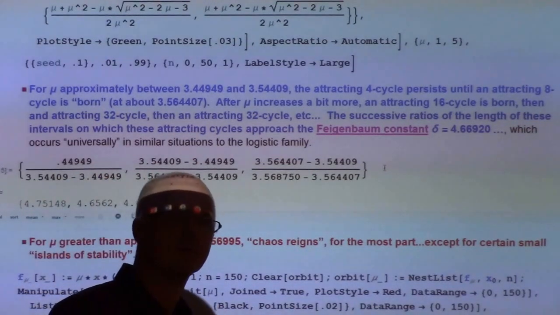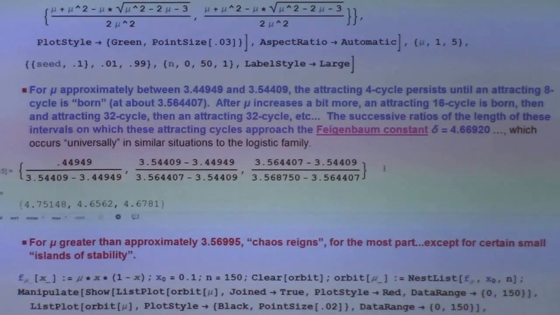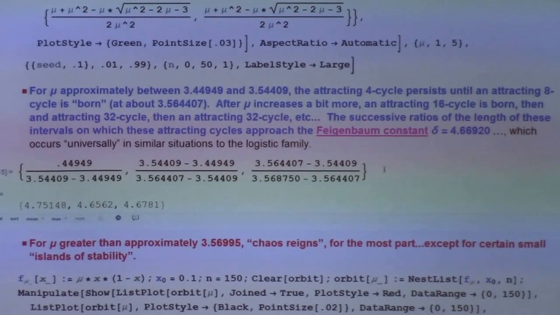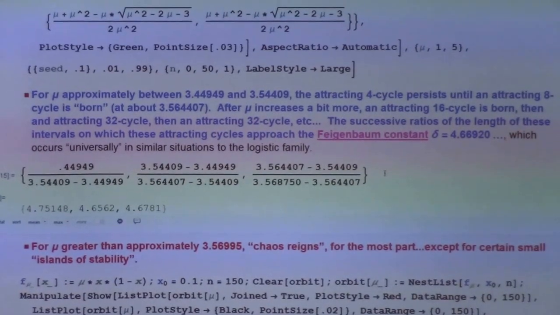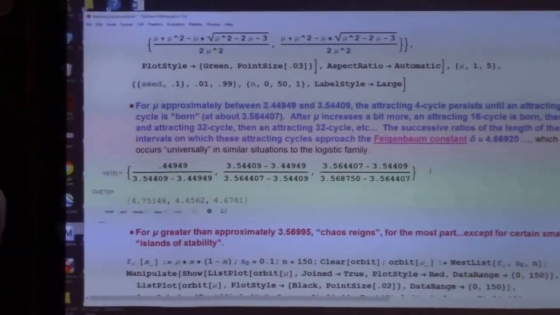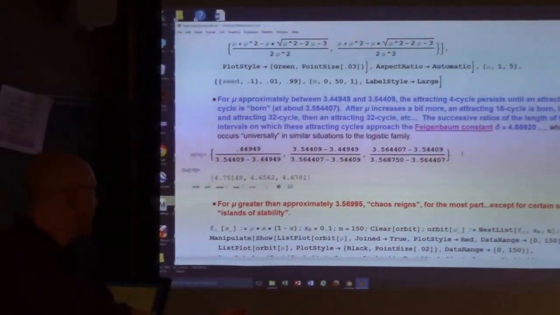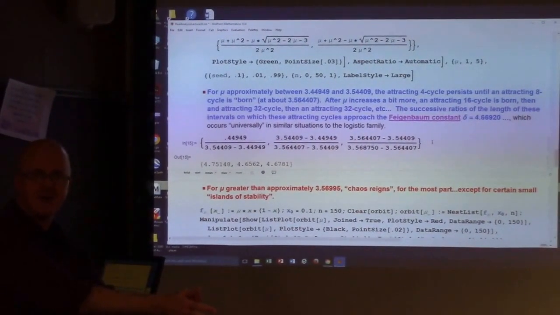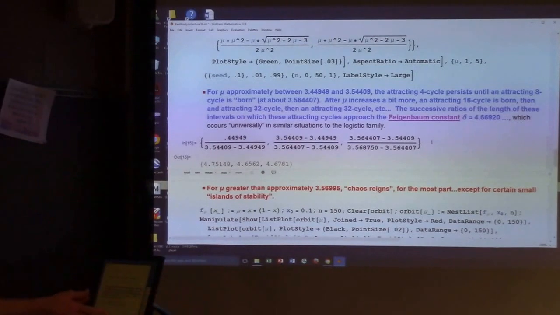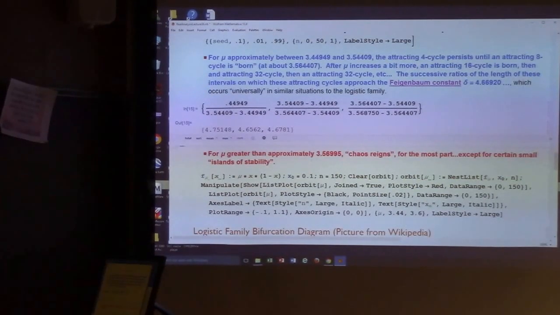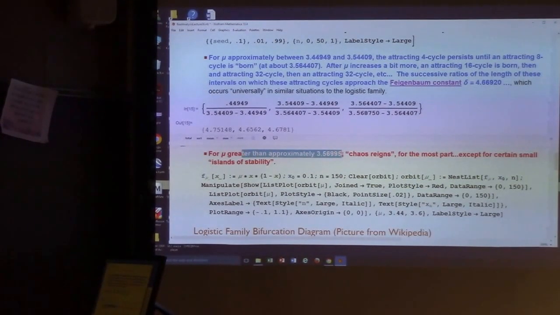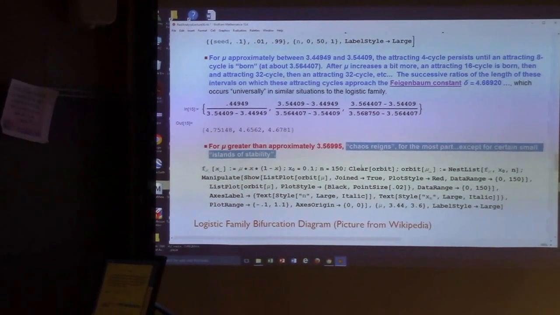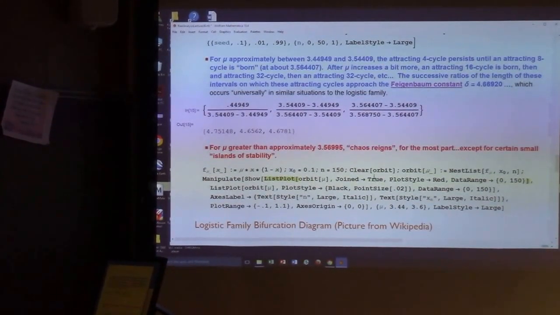That same constant appears in this same kind of calculation, with these ratios of differences in parameter values for where the bifurcations occur. The distances, by the way, are getting smaller and smaller by about a factor of 1 over 4.5, 2/9 or so, at each step as you continue increasing mu, and it is approaching a constant, and it is a universal constant. Turns out for mu greater than 3.56995 approximately, chaos reigns. It's for the most part, except for small islands of instability.